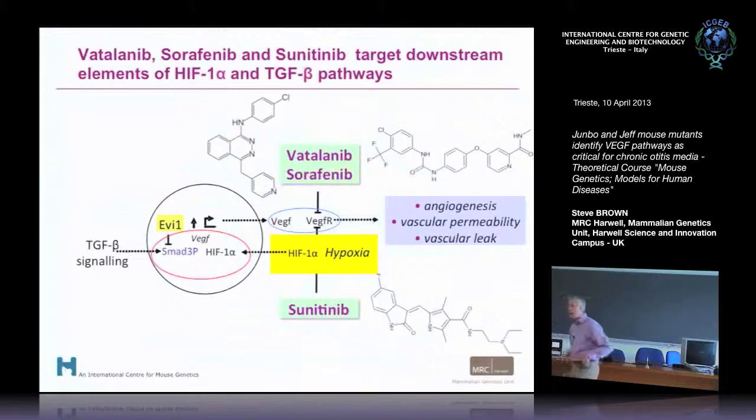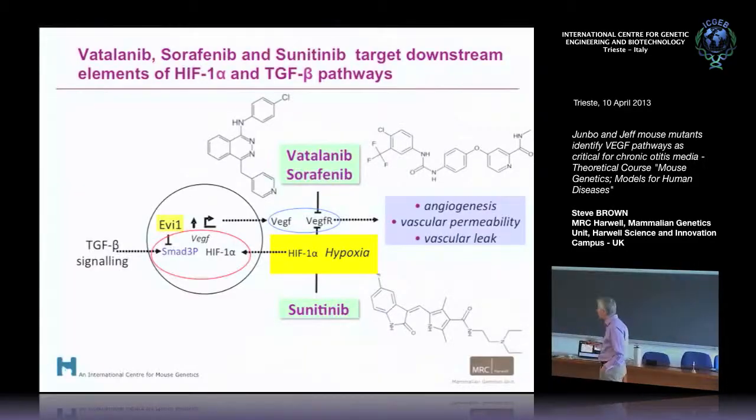So one of the things that we immediately looked at, because there is a very well-known class of drugs that includes drugs such as vatalanib, sorafenib, sunitinib, they are in fact targeting Vegf receptor, and we thought that if we could target this inappropriate response that's going through the Vegf receptor, we could damp down the angiogenesis, the vascular permeability, and the vascular leak, so resolving the cycle of chronic inflammation, improving levels of fluid, improving the hypoxic environment in the middle ear, and actually treating the chronic middle ear condition in these mice.